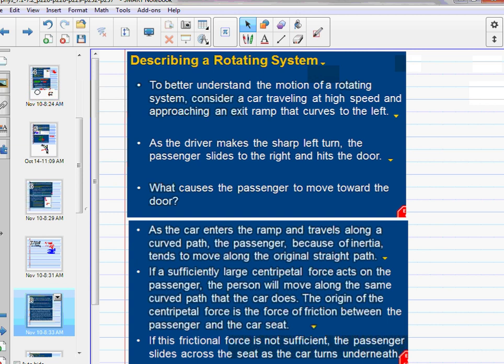To better understand motion of a rotating system, consider a car. Oh, did they use the wrong thing? They used the wrong word. As the driver makes a sharp left turn, the passenger slides to the right of the door. We've already talked about this. The car is in circular motion. They used the wrong word. Yeah, it's in my book. Someone crossed over too, so he wants to say yeah, this is circular. This is circular motion that they're describing right over here.